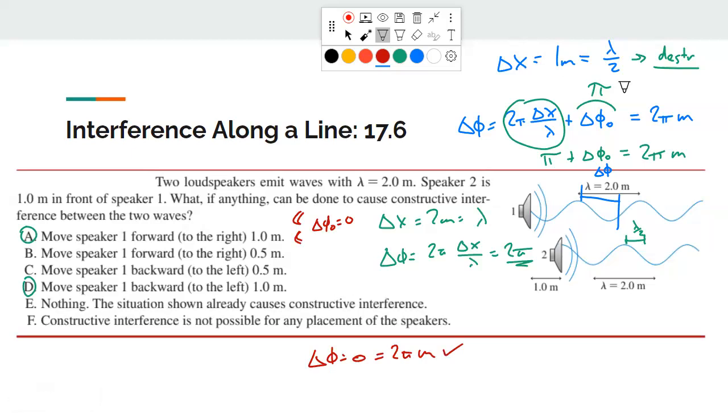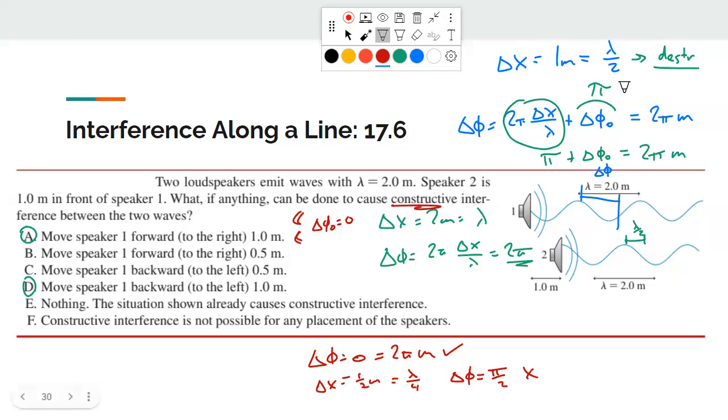So that would be a delta x of 1/2 meter, which is equal to lambda over 4. So we could plug that into our equation, and we would get a delta phi of pi over 2, which is bad because that's not constructive interference, which is what they're asking us to solve for.